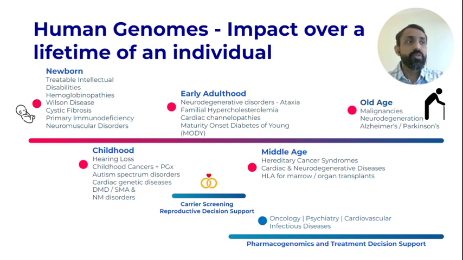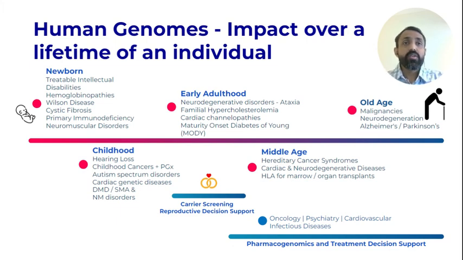For example, when you're a newborn, you would want to answer very specific questions like, do I have a treatable genetic condition? But of course, when you're in childhood, you would want to look for other disorders, like, for example, hearing loss. You would want to look for example, autism spectrum disorders, learning disorders, neuromuscular disorders, and so forth. In early adulthood, you would want to look for things like familial hypercholesterolemia. You would want to look at cardiac channelopathies, because these are late onset manifestations.